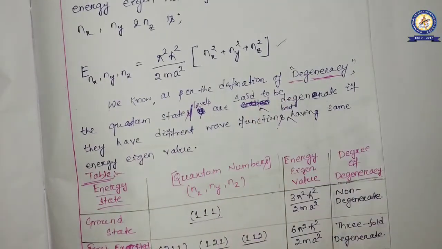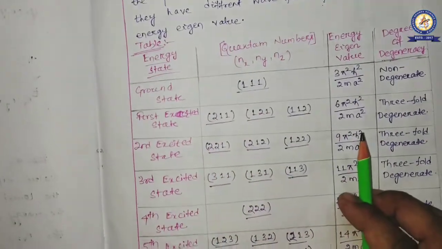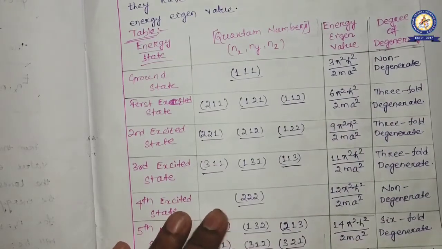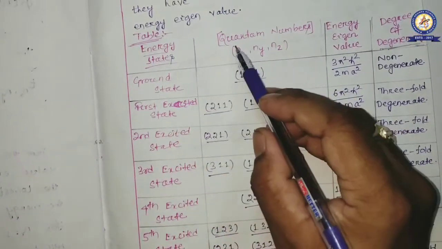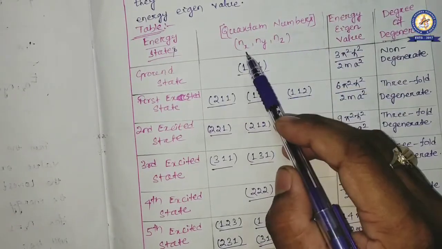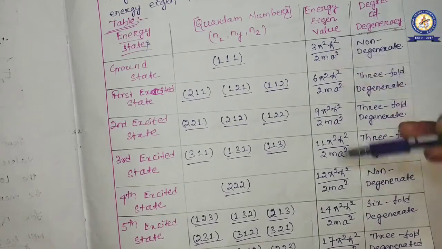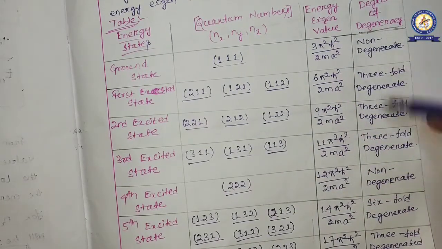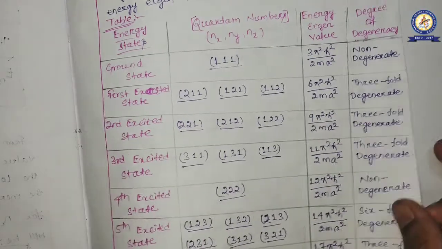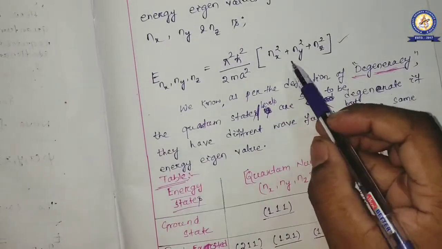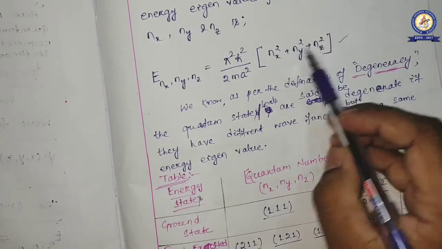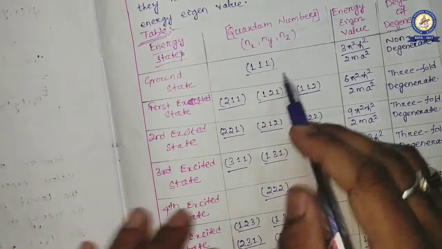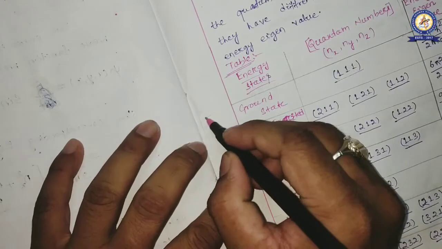The same concept we are going to consider for this case. So here I have drawn a table so that we can easily perceive it. You can see that here we have considered the energy states. In this column we have the corresponding nx, ny, nz quantum numbers, in this column the energy value, and this column represents the degree of degeneracy, right? So first, if we consider nx equal to 1, ny 1, nz 1, then it will be 1 square, 1 square, 1 square. That means 3 pi square h cross square by 2m a square, which is nothing but your first energy level or ground state.